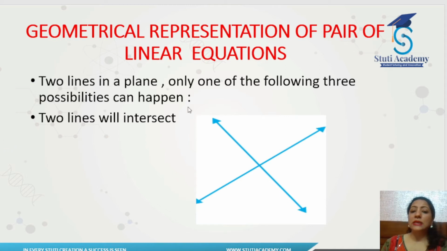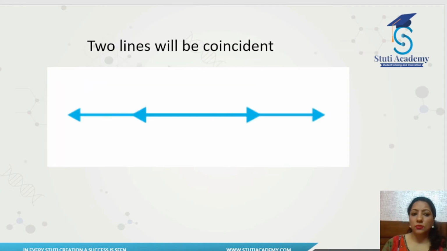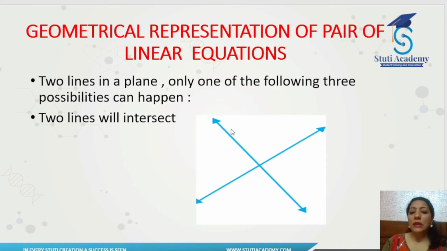Now, those two lines can either be intersecting, they can be parallel also, they can be coincident also. When the lines are intersecting, they have only one point in common. One point in common means that this particular point is going to satisfy both the equations simultaneously. So that's the case of a unique solution.